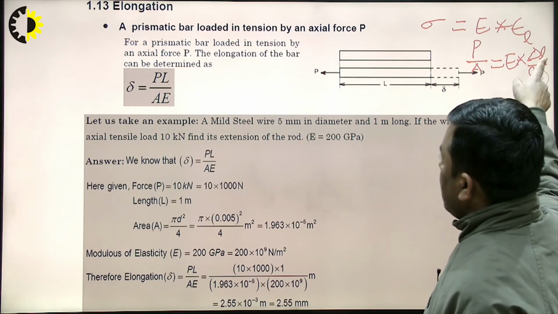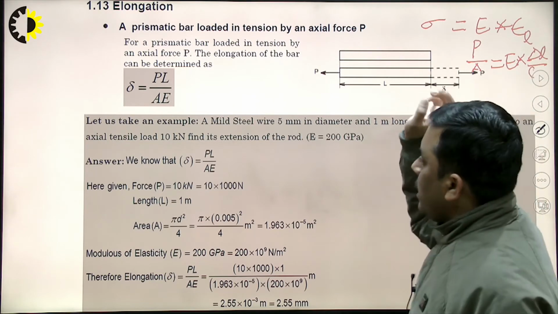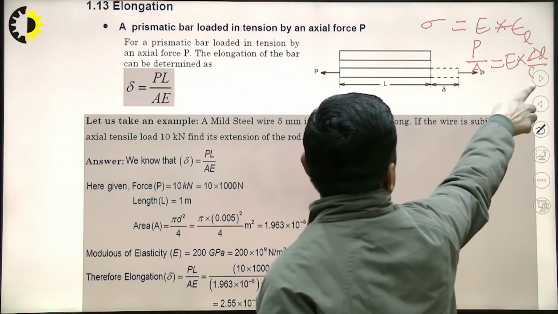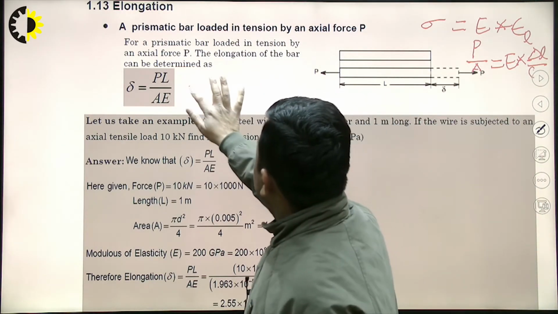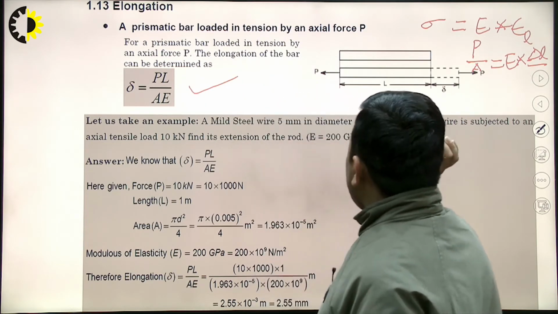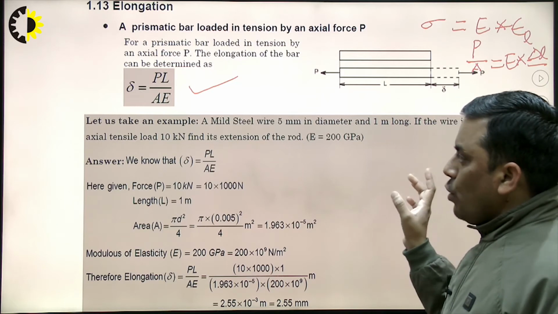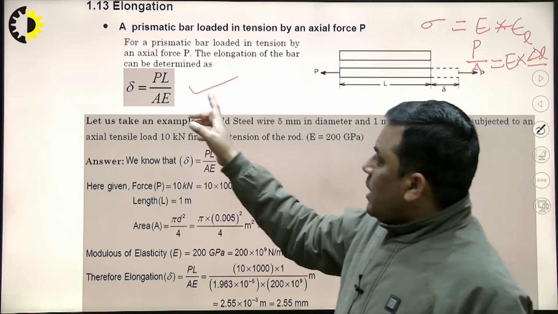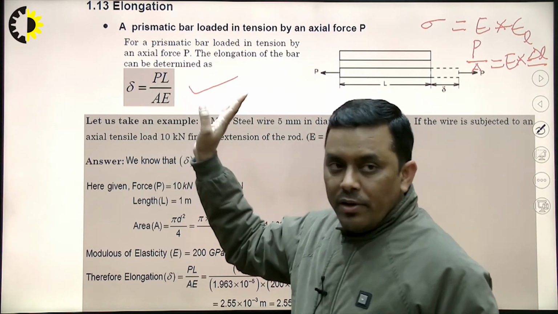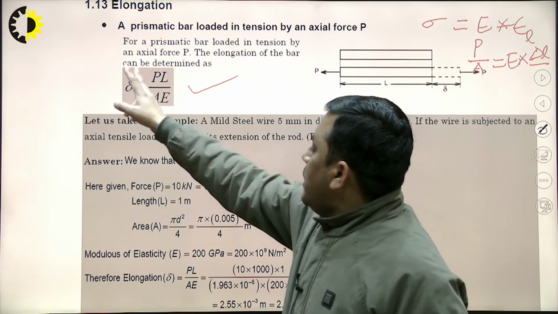So from this, if I have to find out delta L, it is coming out as PL upon AE. So this is the change in length. Whenever a bar is subjected to axial tensile load, the change in length will be given by this particular relation. Nothing very special. It is P upon A.